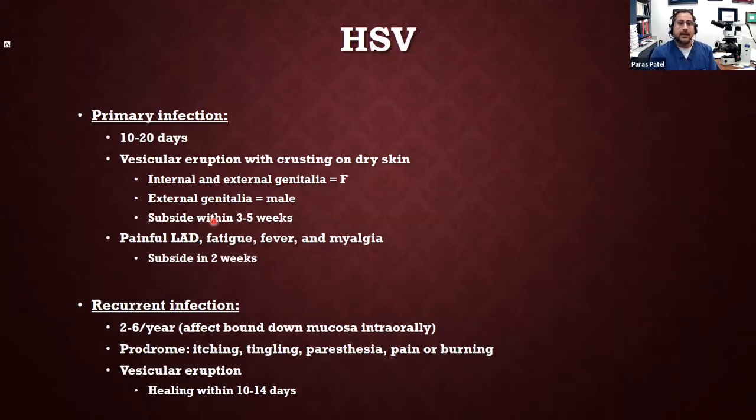You end up having painful lymphadenopathy, fatigue, fever, and myalgia, which is often followed by a vesicular eruption with crusting on the dry skin. It can affect internal and external genitalia in females, external genitalia in males. Oral cavity clearly can be affected, and it usually subsides within 3 to 5 weeks, okay?